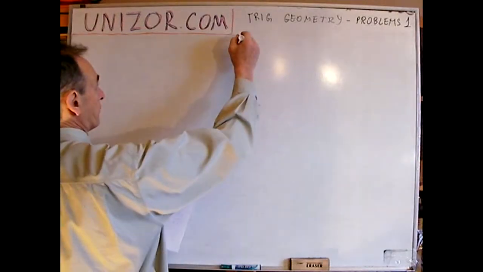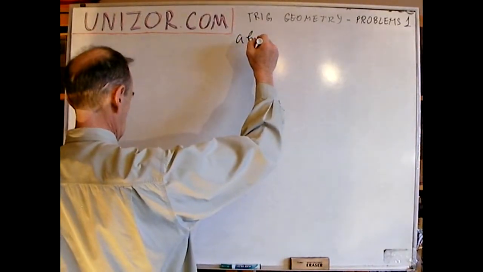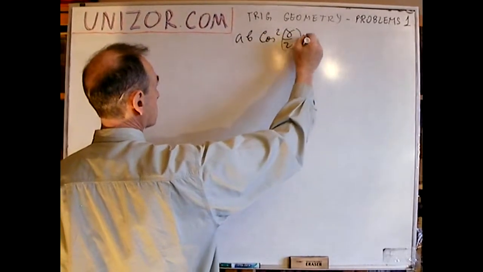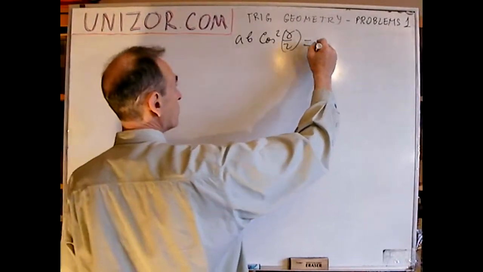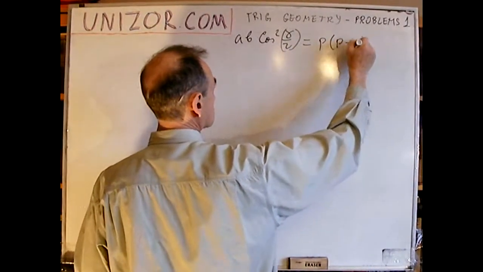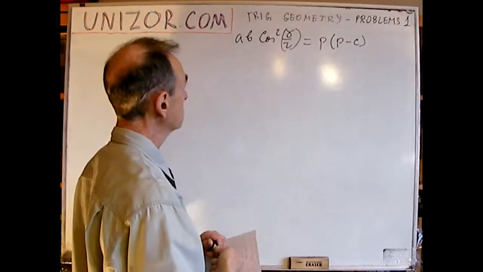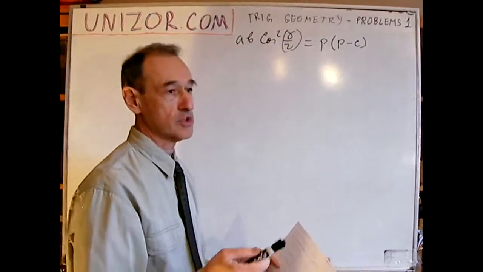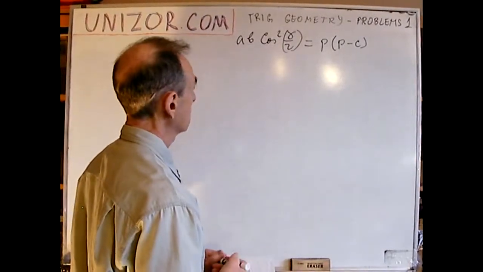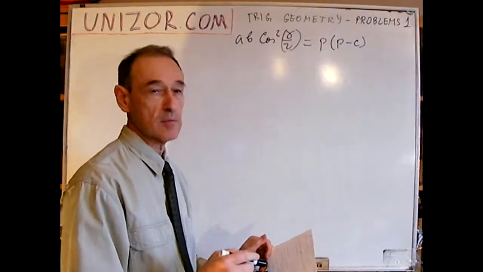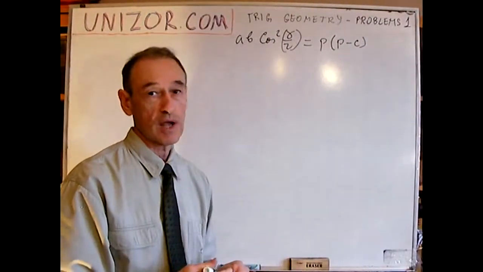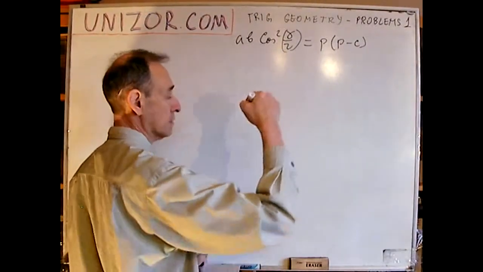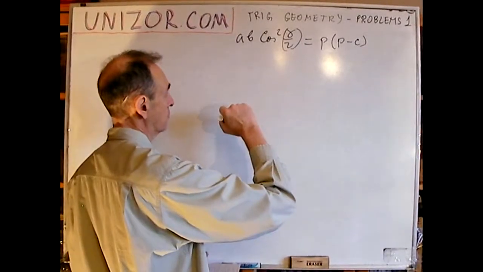Actually, it's very similar. AB times cosine square of gamma over 2 equals P times P minus C, where again A and B and C are sides, P is half a perimeter, and gamma is an angle which is opposite to side C. Now, again, I will do exactly the same in the beginning. I don't like the cosine square of gamma over 2. I would like to convert it into the first power of something.